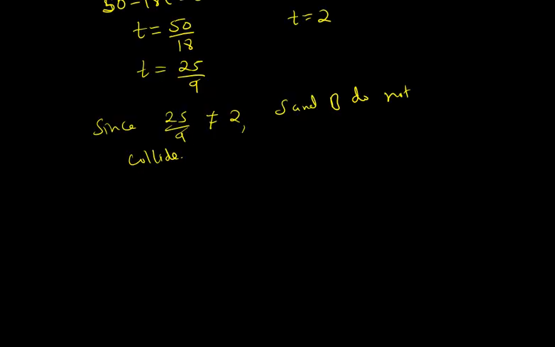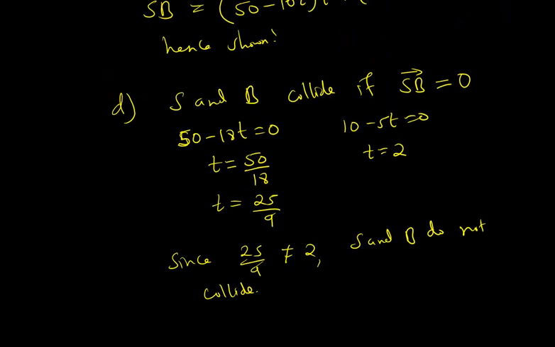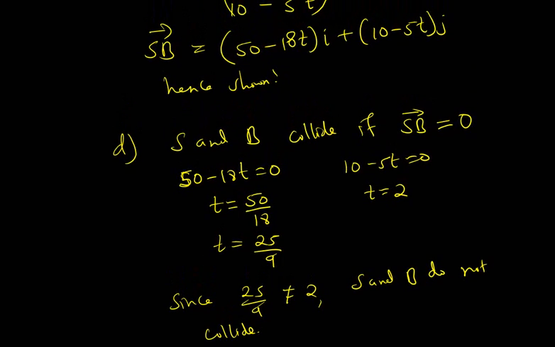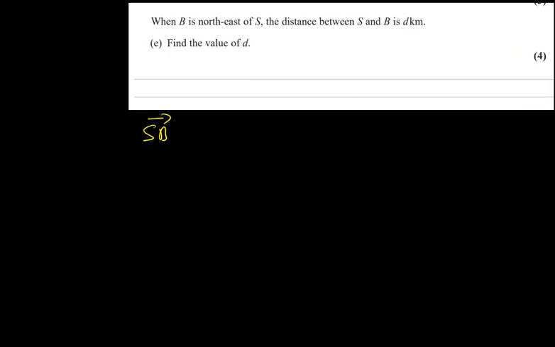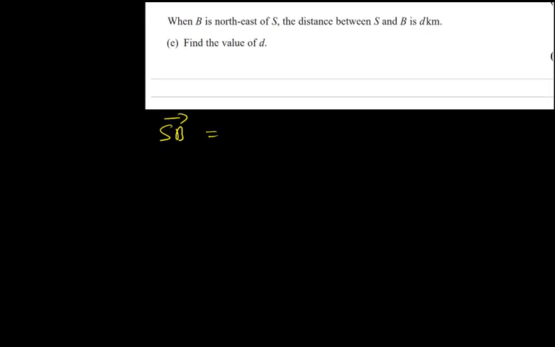So when B is in the northeast of S, the distance between S and B is d kilometers. So we need our SB. We can get it from the previous page. Our SB is 50 minus 18t, so it's equal to 50 minus 18t i, then plus 10 minus 5t j. Nice one. So we already have everything we need to start that question.